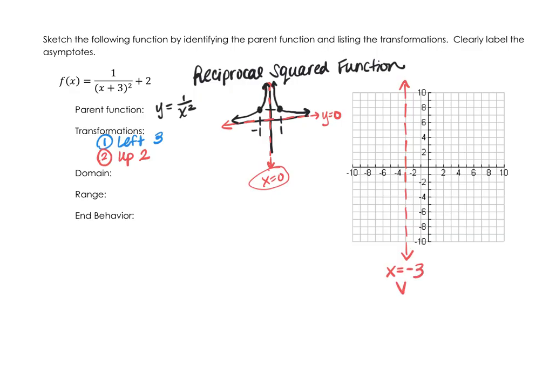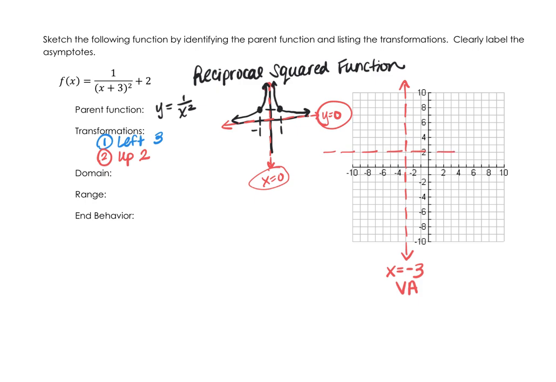We'll do the same with the horizontal asymptote, which used to be y equals 0. So again, if you take that horizontal asymptote and shift it left, it won't change. But if you shift the asymptote up 2, it does change.